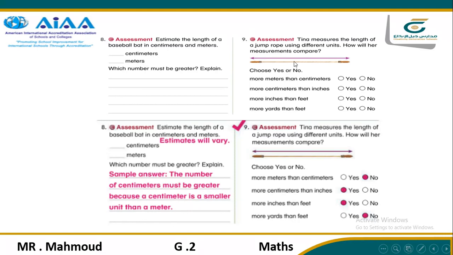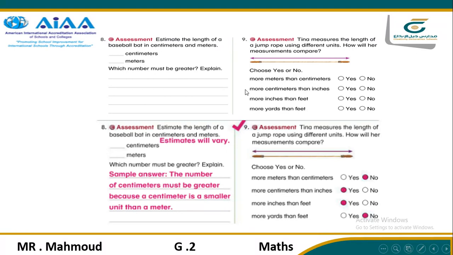Number 9, Tina measures the length of a jump rope using different units. How will her measurements compare? That's a jump rope, and we want to choose yes or no. More meters than centimeters. So it's no. Why? Because the number of centimeters is more than meters, because a centimeter is a smaller unit.